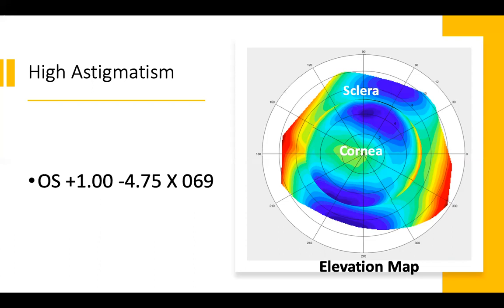So for patients that have high amounts of corneal astigmatism, many of them also have scleral toricity.